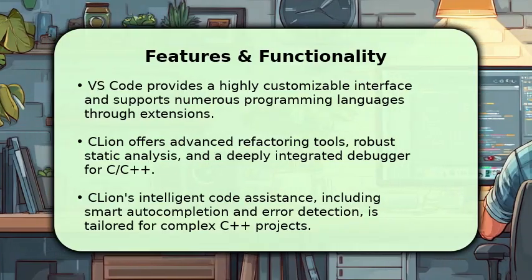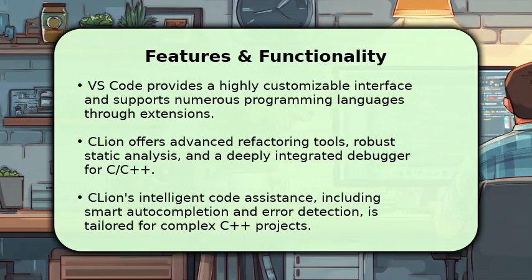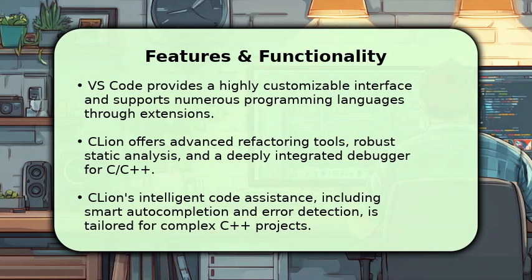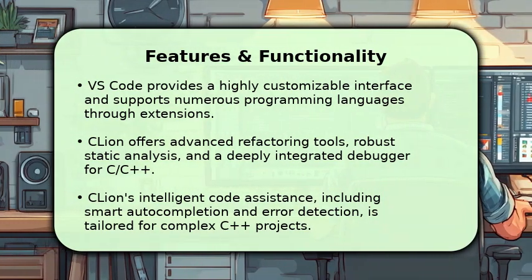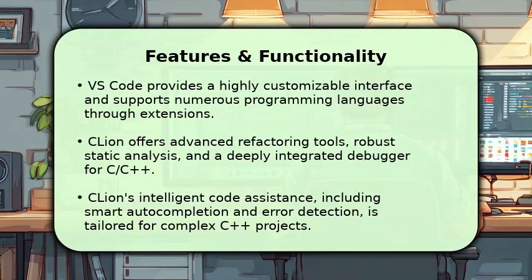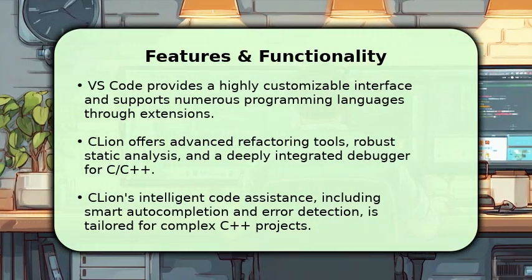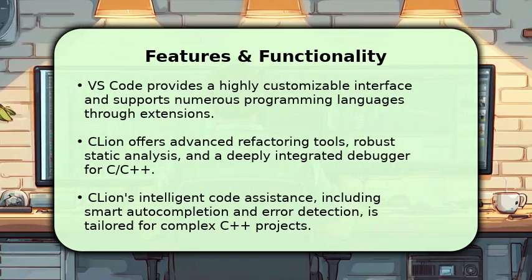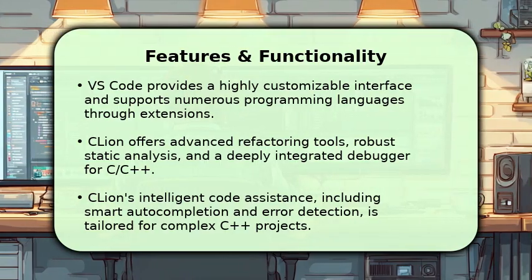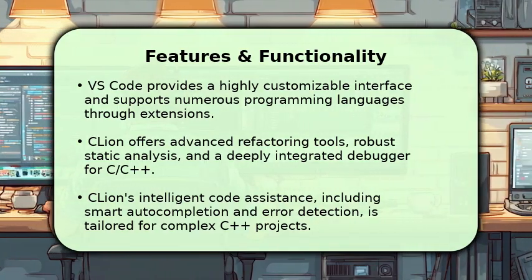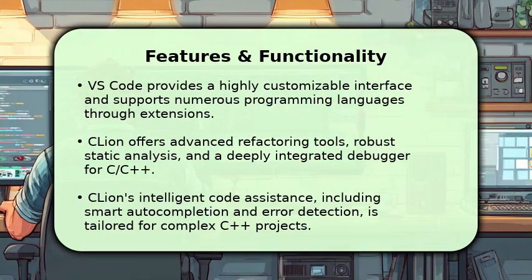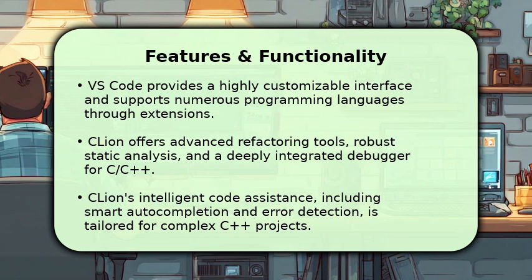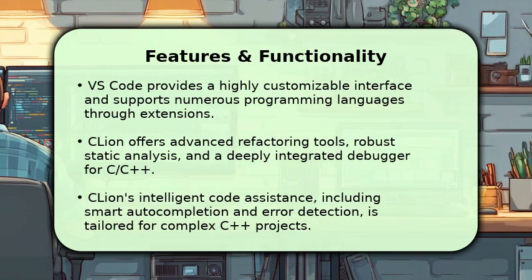When it comes to features, VS Code shines with its incredible extensibility, allowing you to tailor it for virtually any language or task. CLion, however, provides a more out-of-the-box, comprehensive experience for C and C++ developers. It boasts superior refactoring capabilities, powerful static code analysis, and a highly integrated debugger. Its intelligent code completion and error highlighting are specifically optimized for the nuances of C++ development, offering a truly specialized environment.